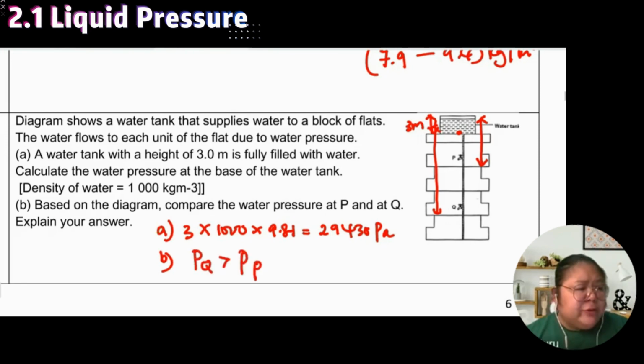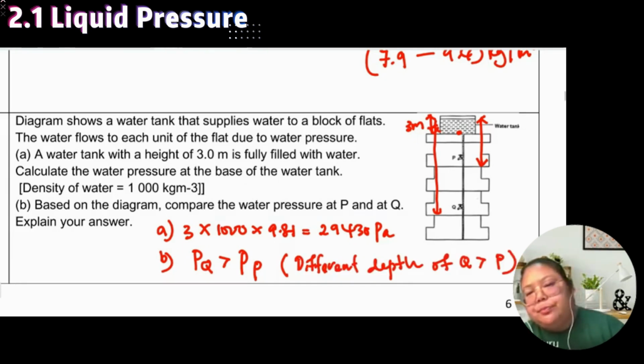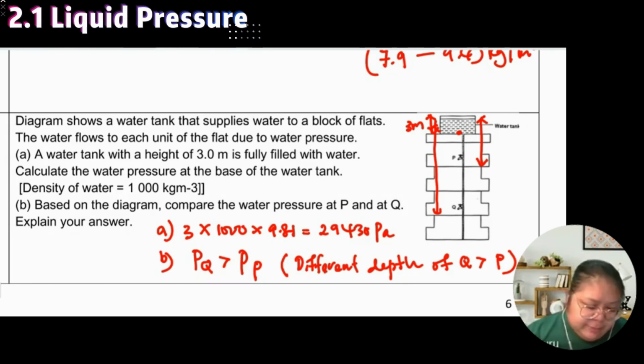So you write a full sentence, you don't write P only. We don't know what P is. So you write, pressure Q is more than the pressure P. Then explain your answer. So what is your answer? Why? Depth, water depth, or you can say height. You say different depth. So we have differences: different depth at Q, and Q is bigger than P. Okay, different depth. Finish this.